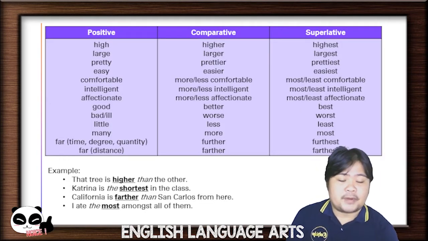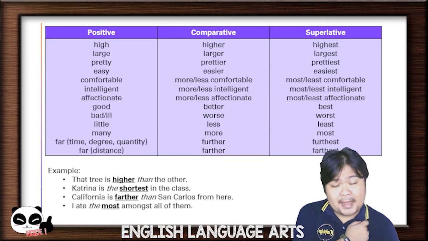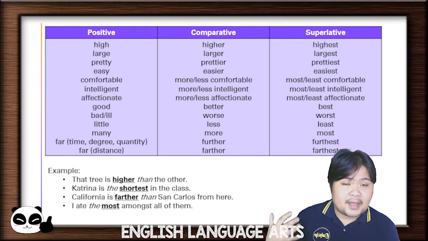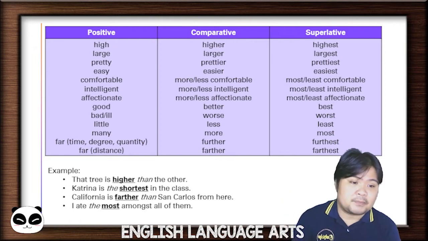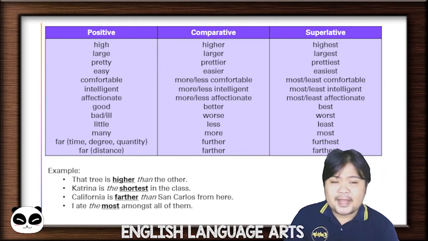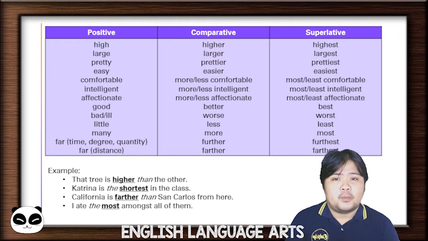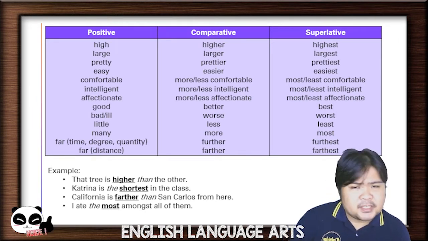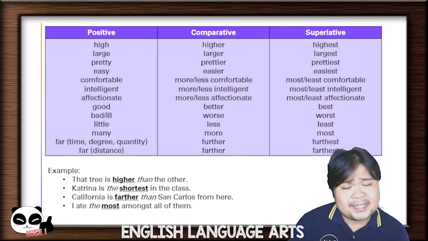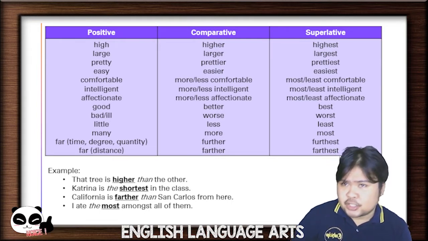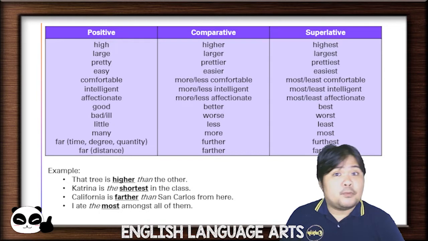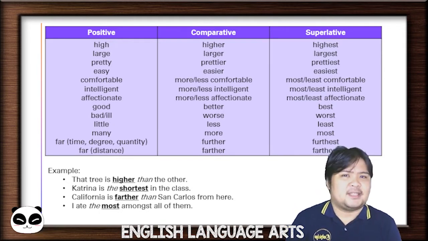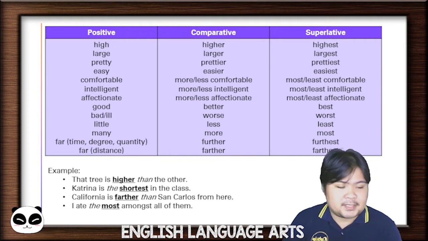This is a chart, my bad, a chart of the different forms of adjectives in the positive, comparative, and superlative form. Common adjectives such as, for example, high: when you make it comparative, higher, and when you make it superlative, highest. But certain adjectives, such as intelligent, you don't say intelligenter or intelligentest. You say more intelligent or less intelligent for comparative, and most intelligent and least intelligent for superlative.